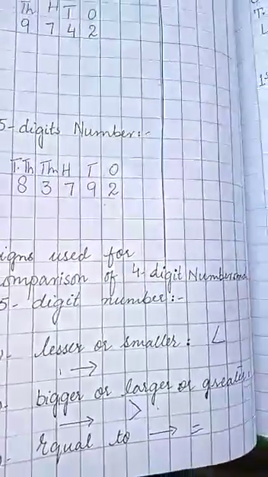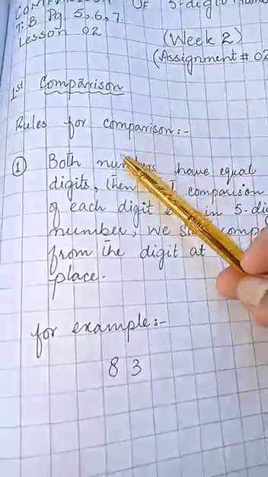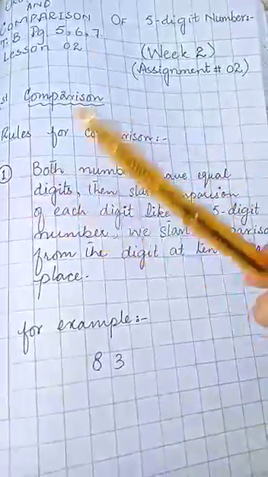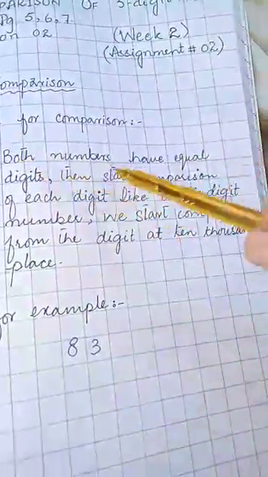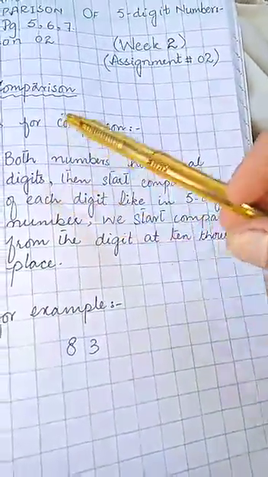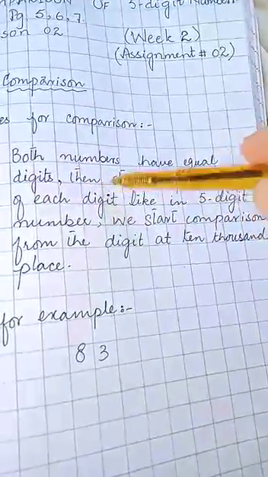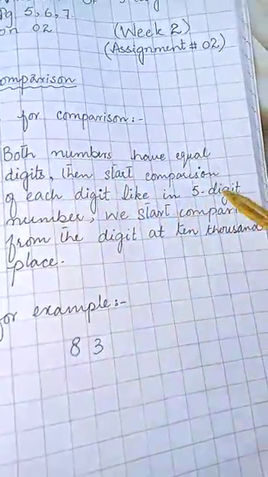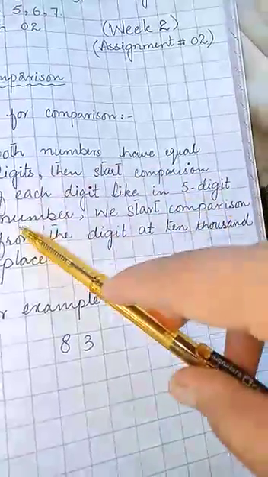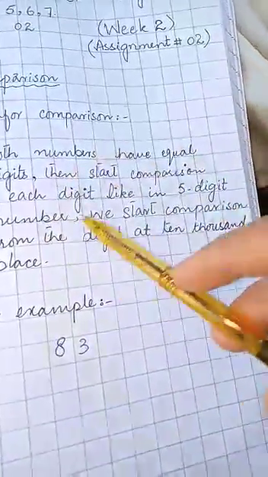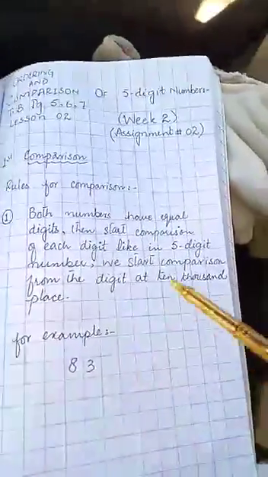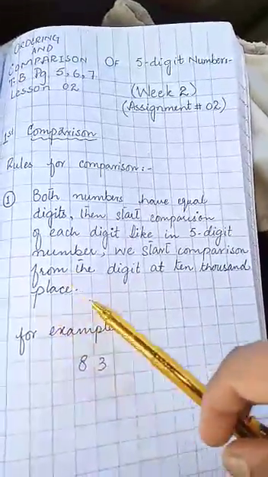Now let's start our main topic, which is about the comparison of the numbers. So before starting comparison of the numbers, let's discuss a few basic rules of the comparison. Now the first rule is both numbers have equal digits. We are talking about those both numbers which we are going to compare. If both numbers have equal digits, then start comparison of each digit. When we talk about the 5-digit number, we start comparison from the digit at the 10,000 place.